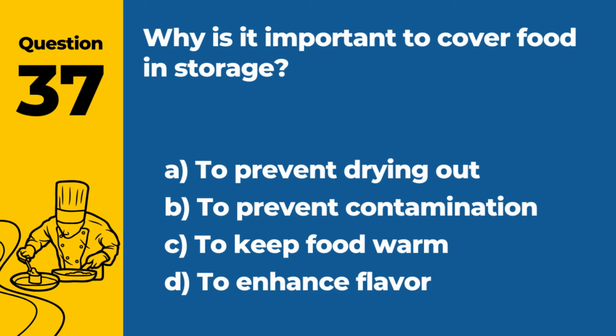Question 37. Why is it important to cover food in storage? A. To prevent drying out. B. To prevent contamination. C. To keep food warm. D. To enhance flavor. Answer: B. To prevent contamination. Covering food in storage is important to prevent contamination from physical, chemical, and biological sources.